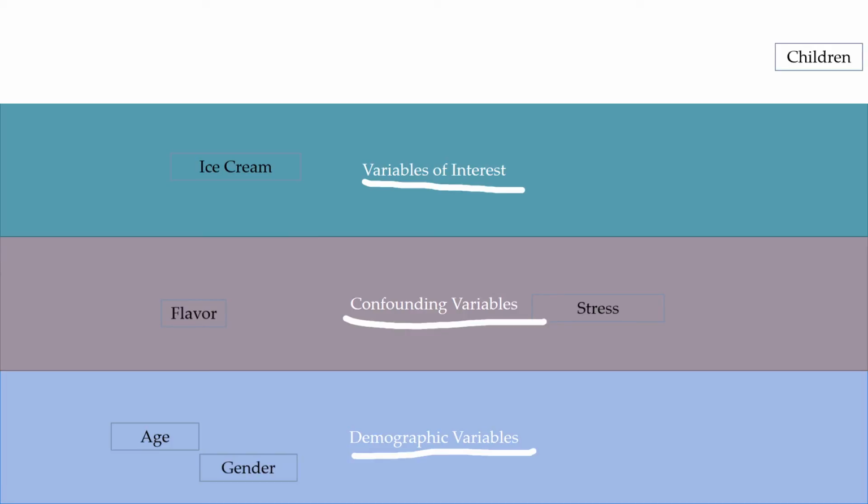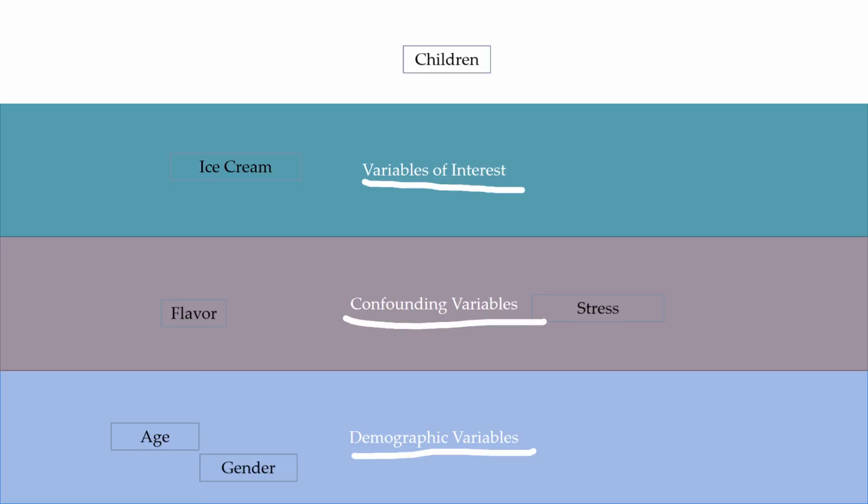Where does that go? Actually, nowhere, because it's not a variable. See, children doesn't vary. Okay? So the other variables, like ice cream, you either get ice cream or not. Flavor could be chocolate, vanilla.